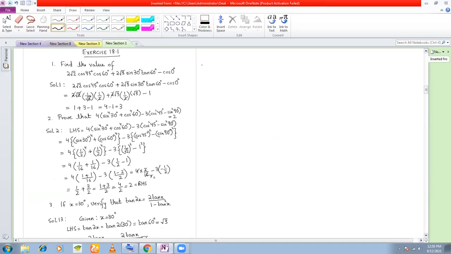These are exercise problems now. Question here is find the value of 2 root 2 cos 45 degrees cos 60 degrees plus 2 root 3 sin 30 degrees tan 60 degrees minus cos 0 degrees.